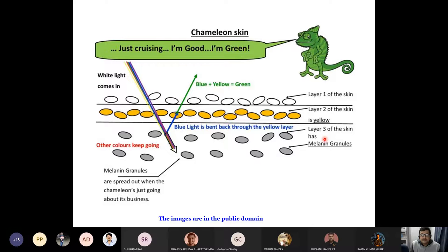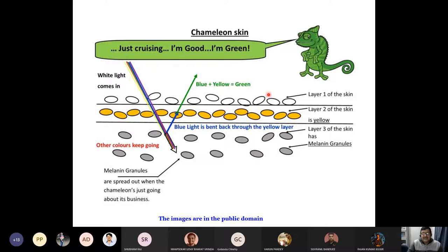And what it can do, it can really change the thickness of this layer, especially the thickness of this third and second layer, right? So suppose a white light is falling on top of this. By changing the thickness, from this white light it can emit blue, and from there it can emit green. When the blue is coming, it is mixing with yellow to form the green. So it can really compress and it can really expand.